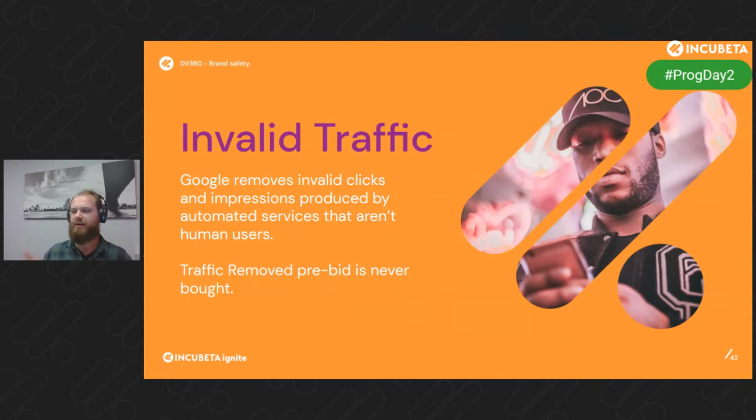So to speak about invalid traffic, Google removes invalid clicks and impressions produced by automated services that aren't human users. That's a really important aspect of this, is that Google is able to recognize which users are humans and which users are potentially bots, and exclude that traffic from your campaigns, which will improve the return on your ad spend, but it's also going to ensure that you're bringing relevant traffic and actual human users to your site. So traffic is removed pre-bid, and it was never bid on.